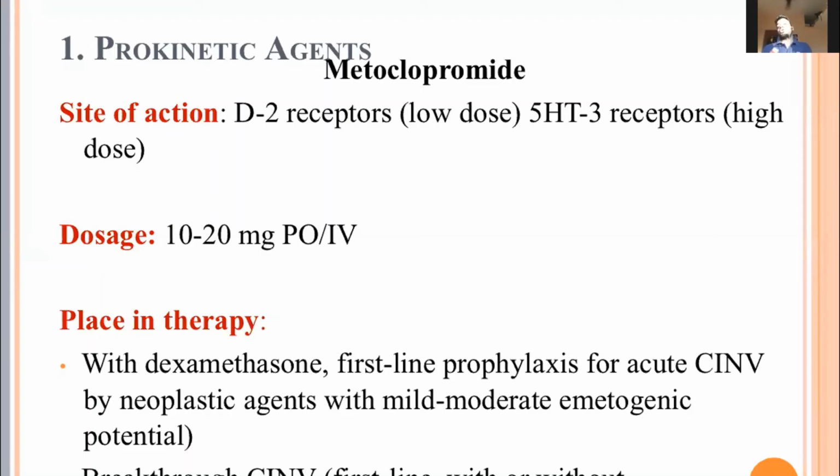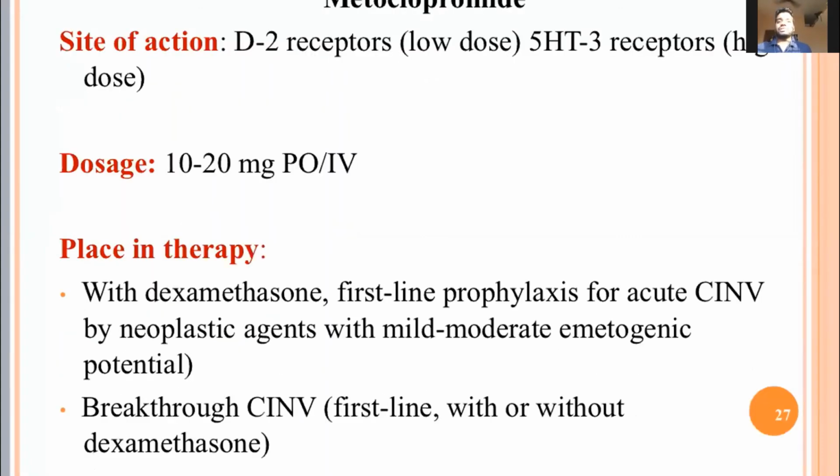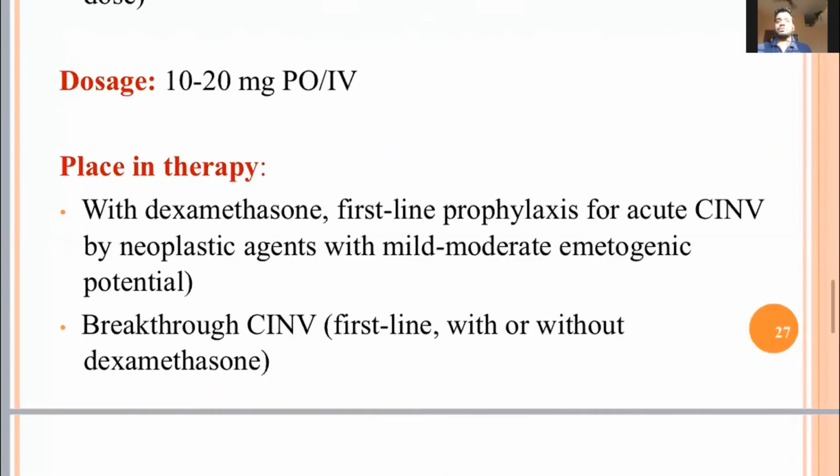Because of blocking the D2 receptor, the patient can have side effects related to extrapyramidal symptoms like akathisia, dystonia, all those things. Then the 5-HT3 receptor antagonism works the way ondansetron works. That is why metoclopramide is a good drug for nausea and vomiting. The dose is 10 to 20 milligram, per oral or IV.